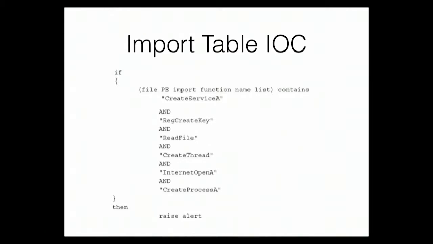If you look in here, and it's going to create a service, create a key, read a file, create a thread, internet open URL, and all that, you can look for the particular library functions used by the malware and raise an alert for that. Once again, this is more likely to catch all the malware, but it's also going to have some false positives because these library functions are not all that obscure.